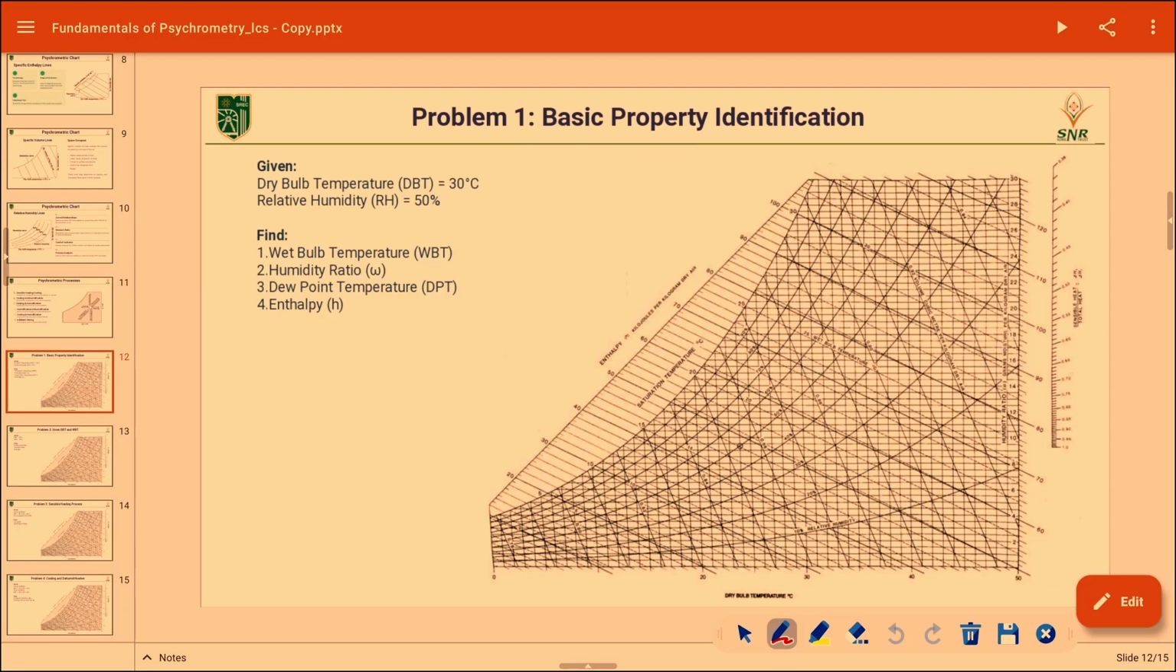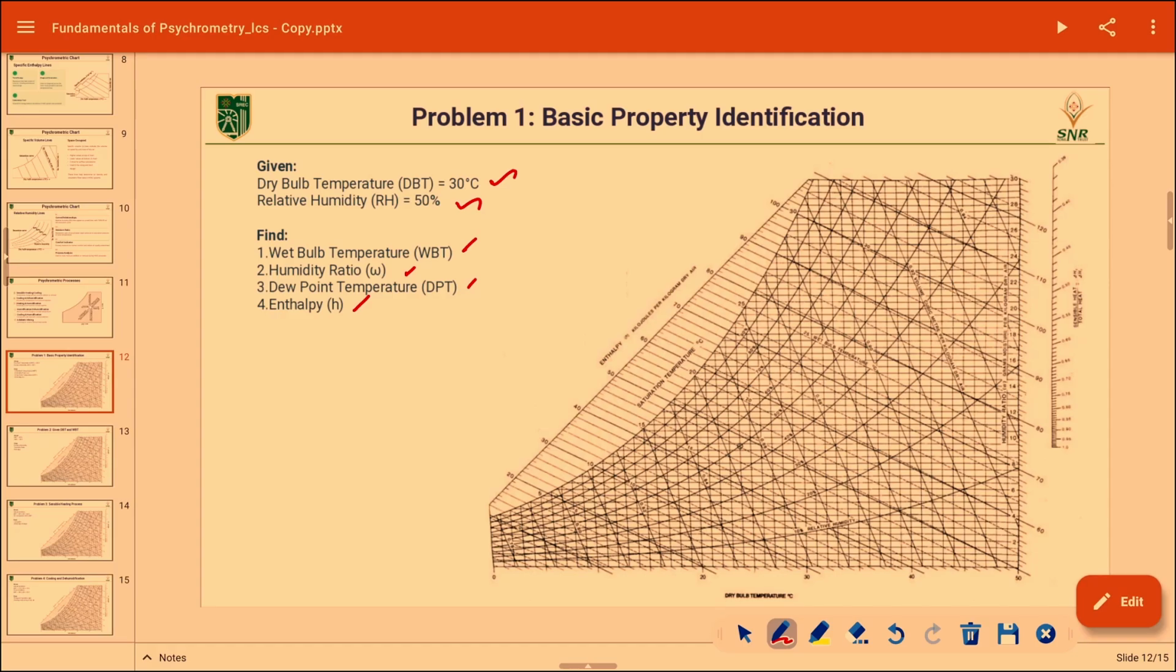So in this problem, what is given? Dry bulb temperature is given as 30 degrees Celsius and relative humidity is given as 50%, and we are asked to find out wet bulb temperature, humidity ratio, dew point temperature and enthalpy. Hardly a minute may be needed to find all these 4 properties. Once you are able to mark the state point with these 2 properties, the rest can happen in seconds. Let us move one by one.